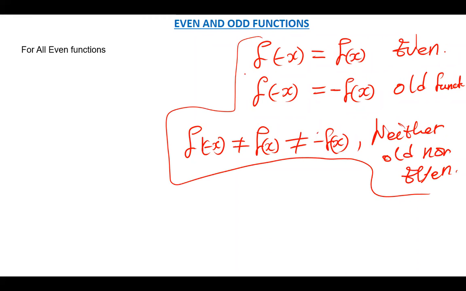So you can have a function that is even only when f of negative x is equal to f of x. Then you can only have a function that is odd if and only if f of negative x is equal to negative f of x. So what I'm trying to say is this. So I've explained this. I've also explained the second statement.